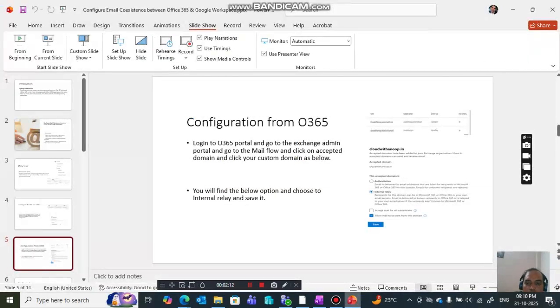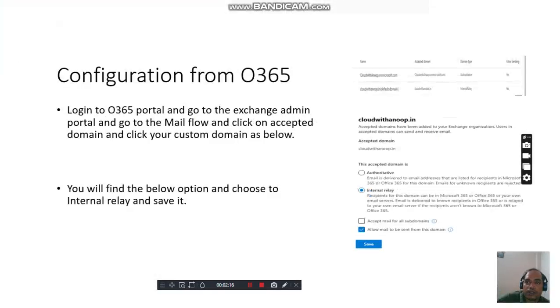So now, what we have to do is log in to the O365 portal, go to the Exchange admin portal, go to Mail flow, click on Accepted domains, and click your custom domain as below. There we will find the option, and we have to choose Internal relay and save it.